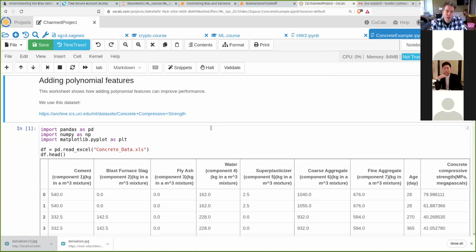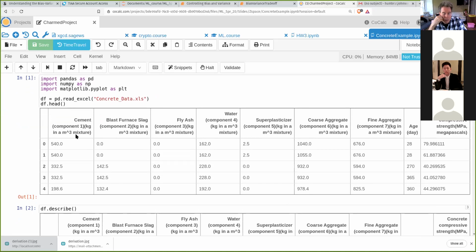So this is a little bit of a pun. We're using a data set that actually is about concrete, about the compressive strength of concrete. And here's a link to it. You can get it off the UCI machine learning repository.